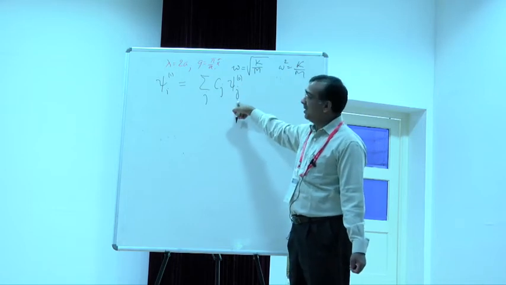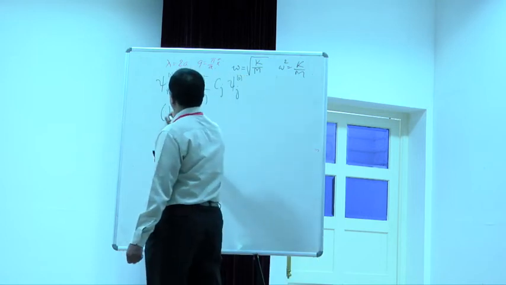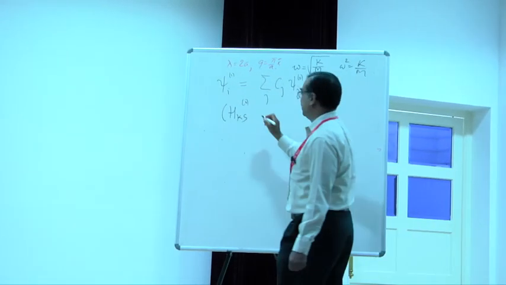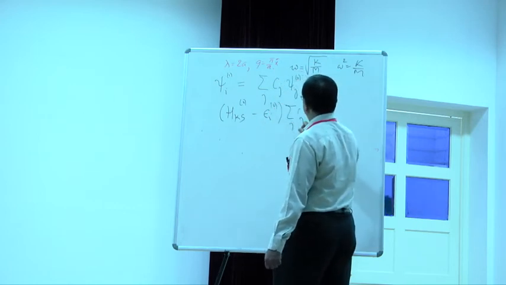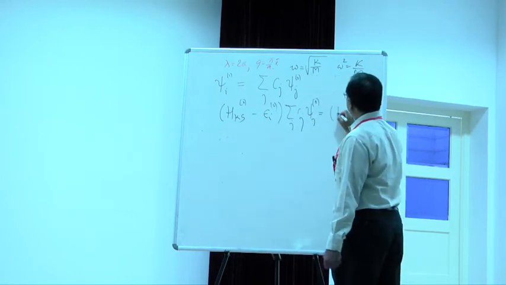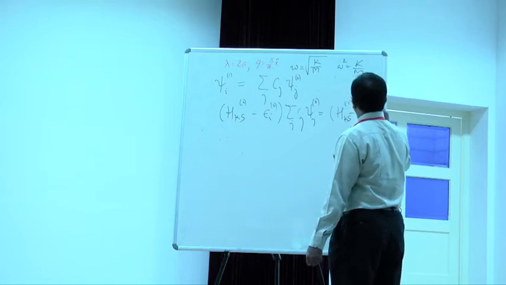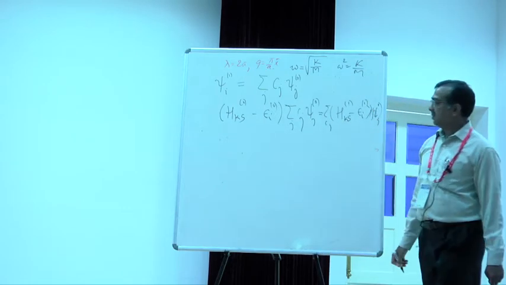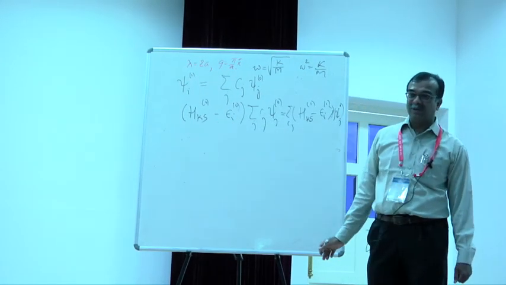The moment I do that, Ranjit, I'm going to substitute it in that equation. You will see what I get. I have the zeroth order Kohn-Sham Hamiltonian minus epsilon I0, acting on the sum over j of cj psi j0, equals HKS1 minus epsilon I1, acting on psi I0. All I did is substitute this in the first order Kohn-Sham equation.